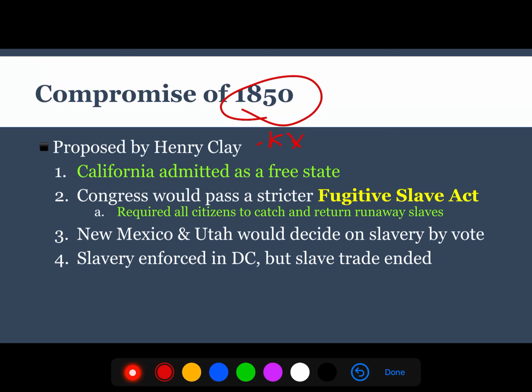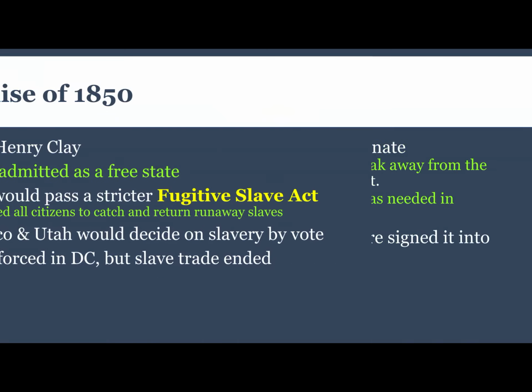The four pieces of the Compromise of 1850 are California admitted as a free state, a new Fugitive Slave Act, which is a piece of crap piece of legislation that required all citizens to catch and return runaway slaves, even if they made it to a free state. You've got New Mexico and Utah deciding on slavery by vote, and then some stuff about slavery in Washington, D.C. But these are the two most important provisions right here. And one pleases the North and the other pleases the South. So it's, again, trying to continue that balance between North and South as we approach the Civil War.